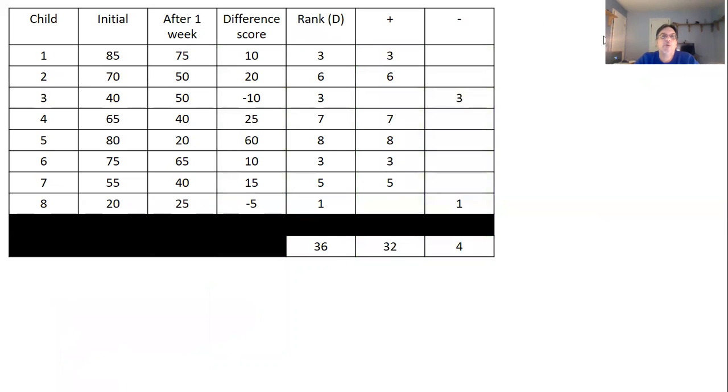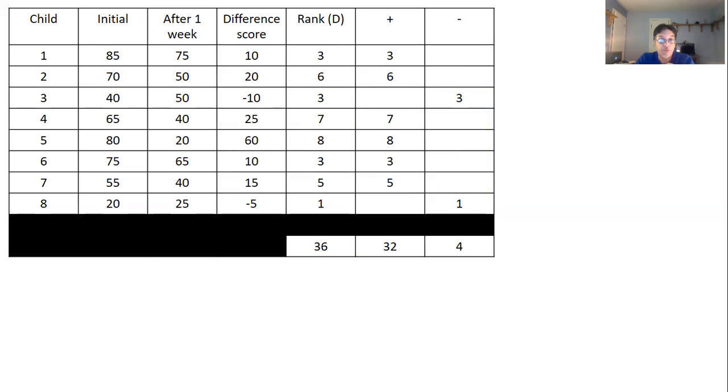Okay, so here are the scores. We only had 2 negative values. This value right here, -10, and this value of -5. So these are the only 2 ranks, this rank of 3 and this rank of 1. Those are the only ones that get sent over to the negative column, the 3 and 1. The rest of the ranked scores, 3, 6, 7, 8, 3, and 5, those go over into the positive columns. So our positive scores equal 32, our negative scores equal 4. As a double check to make sure we didn't pull something from the wrong column, 32 plus 4 equals 36.